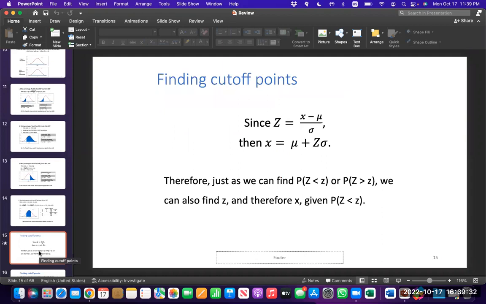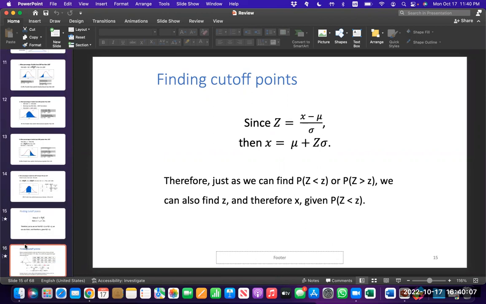So finding cutoff points is essentially the same kind of exercise where you need to understand how to rearrange these formulae. If you have a formula of z equals (x minus mu) divided by sigma, the standard deviation, and you want to rearrange that to find the respective points, you just have to calculate x equals mu plus z multiplied by sigma. That will give you the respective numerical value.